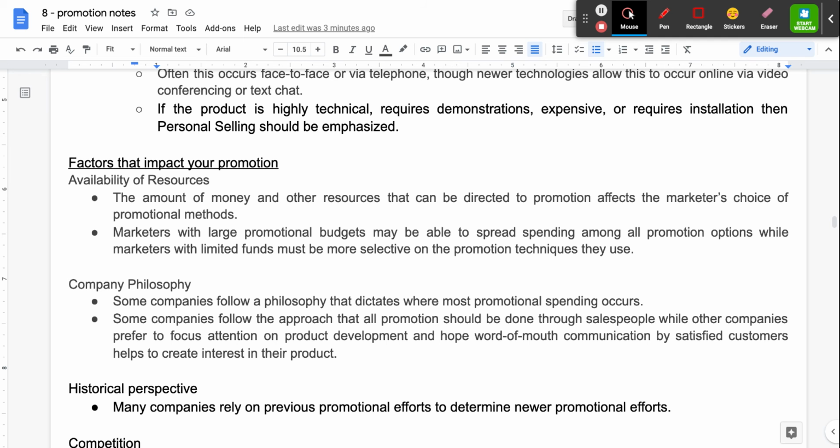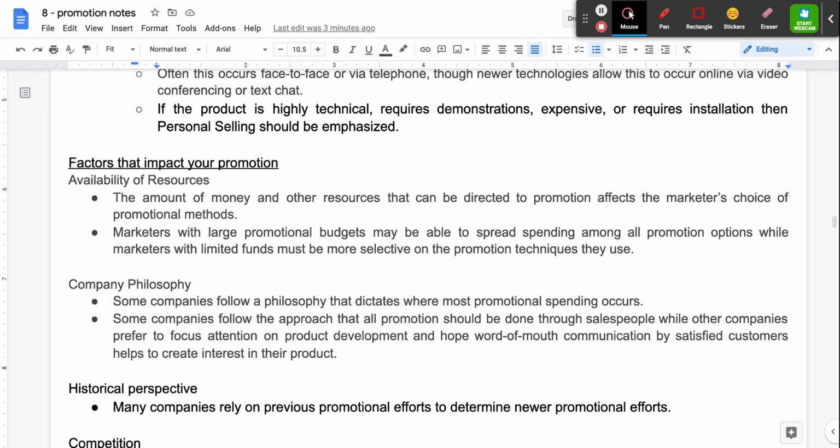So when we talk about things that are going to affect our promotion, a lot of things go into this. One of the main ones, the availability of our resources. So how much money and resources can we tie into this promotion? All right, that's going to make a big impact on what we're actually going to do. If you only have $20 to advertise, you're going to have to break it up because you don't want to put it all in one place. If it doesn't work, then you have nothing left to show.